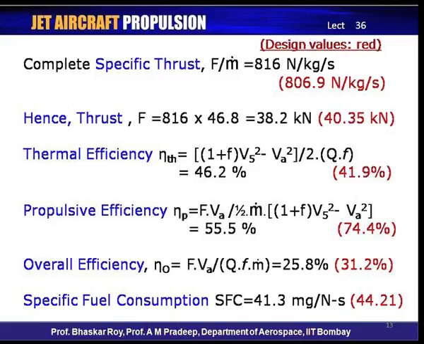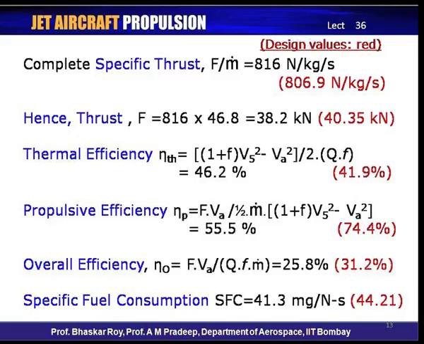We can now estimate the thermal efficiency, which is normally done using the energy that is imparted to the gas, normally estimated in terms of the kinetic energy. Now, the specific kinetic energy of the gas is (1 plus f) V5 square minus V_a square. That is the kinetic energy with which the air had gone inside the engine. It entered the engine with that kinetic energy, and it is coming out with this kinetic energy, and the difference between the two is, of course, the energy that has been imparted to the air in its travel through the engine.